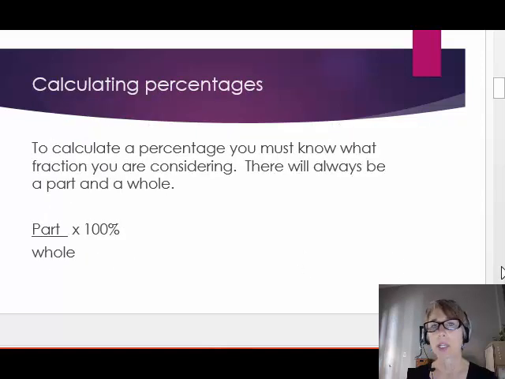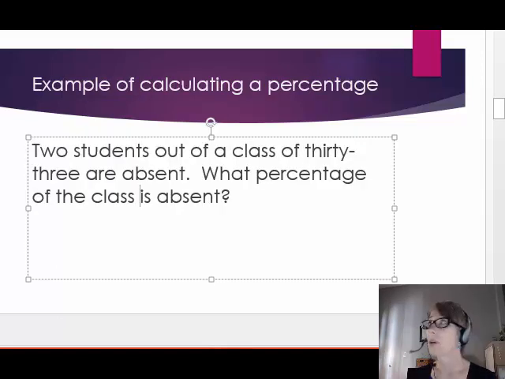To calculate a percentage from any fraction, just multiply the fraction by 100%. Your job is often to determine what that fraction is. There will usually be a part, which is the numerator, and a whole, which is the denominator. For example, 2 students out of a class of 33 students are absent. What percentage of the class is absent?